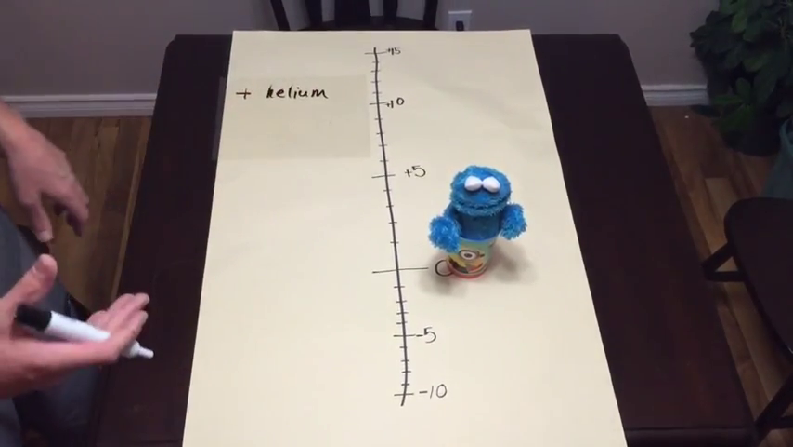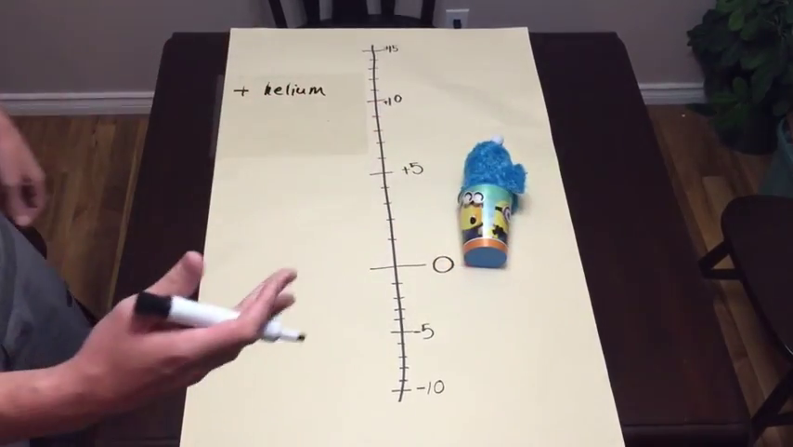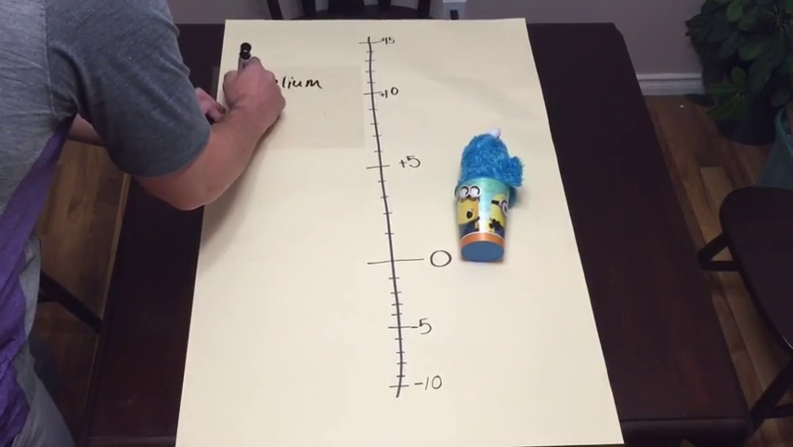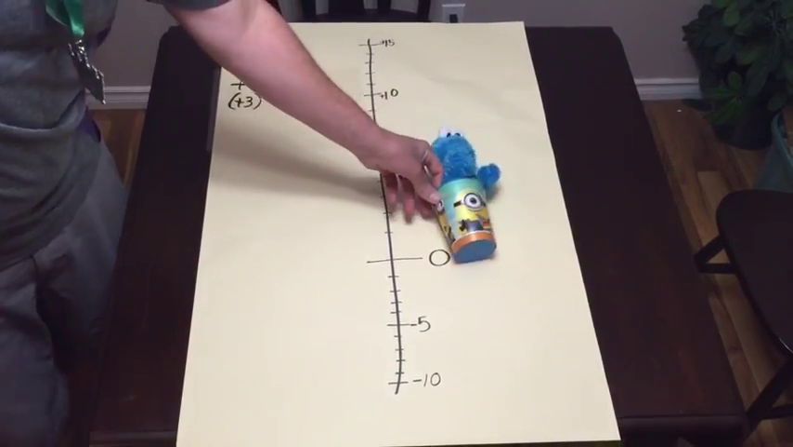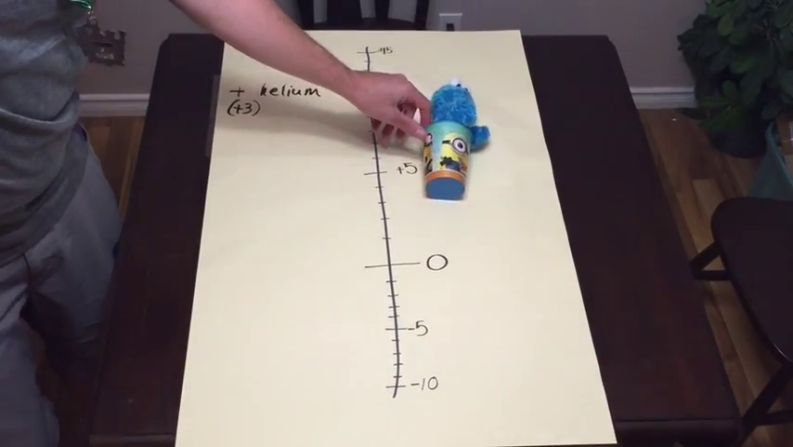helium to the balloon. So in this case, if I were to add 3 balloons of helium, it would look like this. It'd be +3, right, in brackets. And what would happen to Cookie here is he'd go up this high. Okay. Now think about it again.